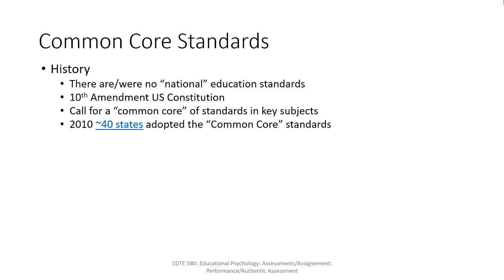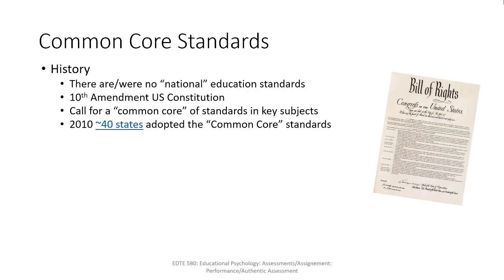Here's a brief history of the Common Core standards. First, it's important to note that there are no and never were any so-called national education standards. Because of the 10th Amendment to the U.S. Constitution, any right or power not delineated in the Constitution is automatically granted to the states. The Constitution has no mention of education or education standards, so therefore states get to decide what standards they use. So again, there are no so-called national standards.